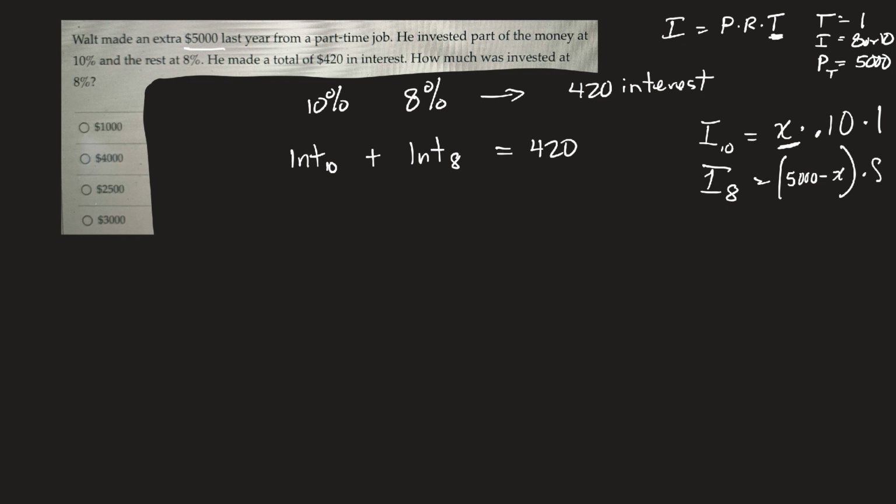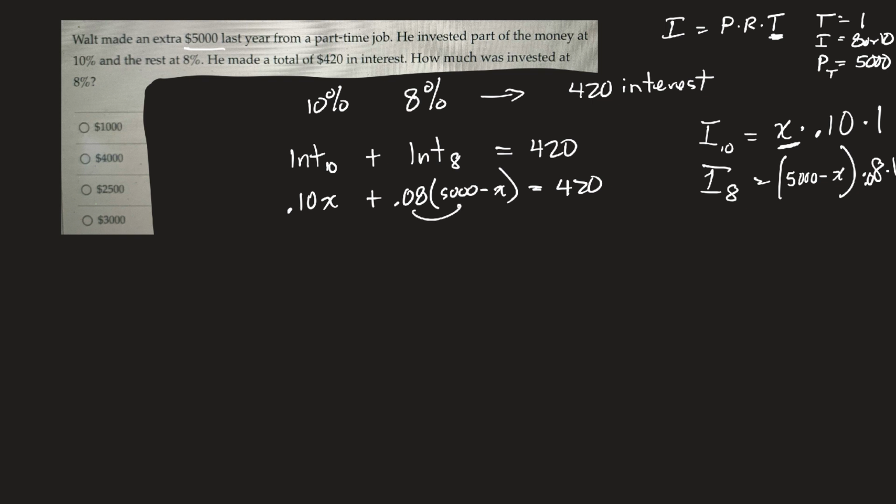times 8% times 1. Okay, so interest at 10% is going to be x times 10% times 1, or we'll just call that 0.10x, right? Because 10% in decimal is 0.10. Plus, the next one will be, again, 0.08 times 5,000 minus x, is equal to 420.